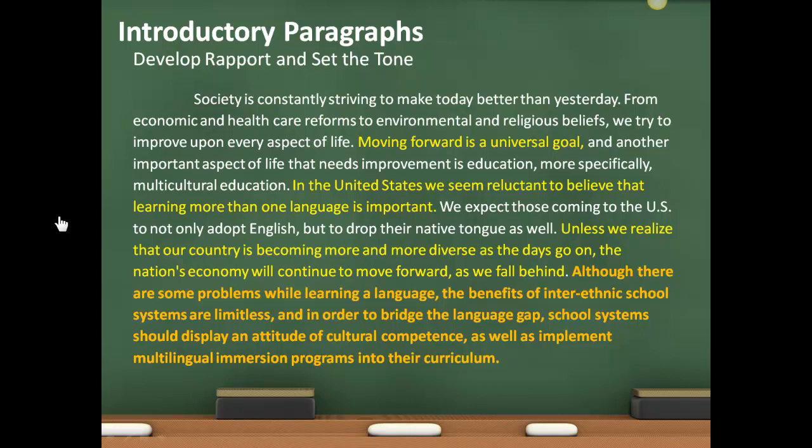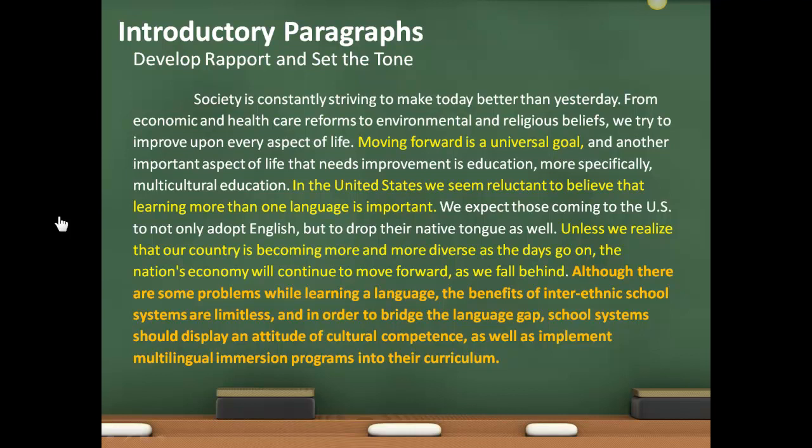Whether that might be the case later on or not is debatable, but it's kind of a subtle trick of wordplay to convince the reader, oh yeah, I agree with this author. I think this way too. She goes on to say, in the United States, we seem reluctant to believe that learning more than one language is important. By using we, she's sort of including herself with the rest of them, and that's a way of saying, see, I'm no different than you, and so if I've come to believe this other way, surely you'll be able to as well.